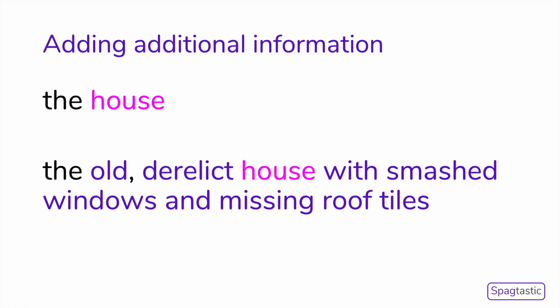We can also expand noun phrases by adding additional information before and after the noun. If we start with the noun phrase the house, we can add adjectives before the noun house to expand it. For example, the old, derelict house. But we can also add extra information after the noun phrase to tell the reader more. For example, we could say the old, derelict house with smashed windows and missing roof tiles. This allows the reader to build up a much clearer picture in their mind of what the house actually looks like.